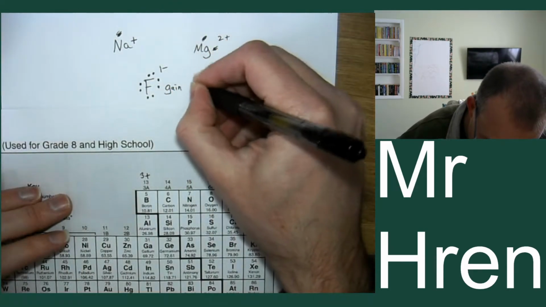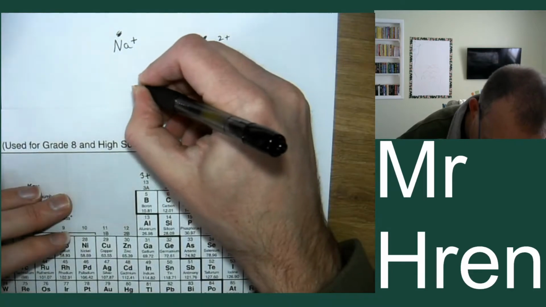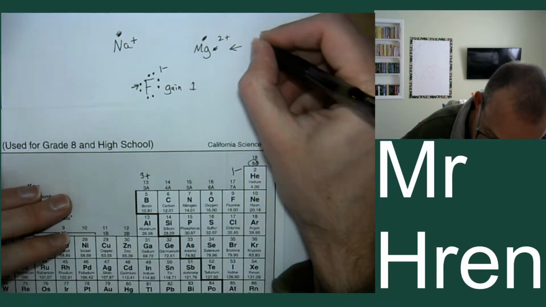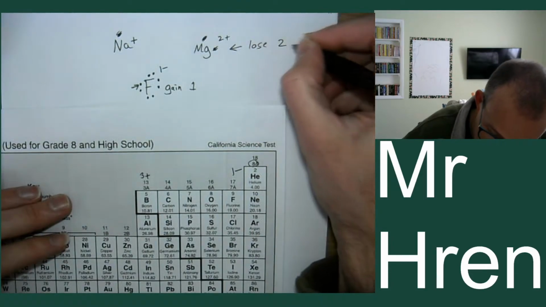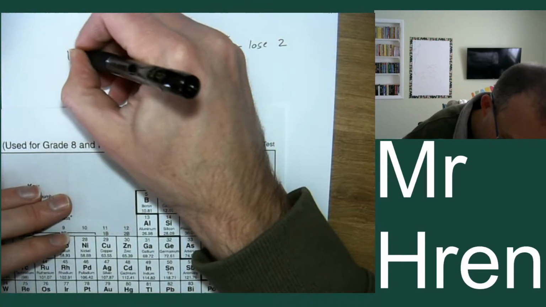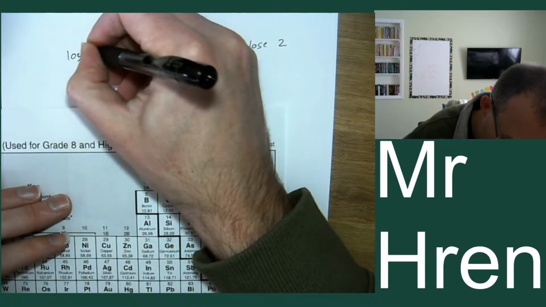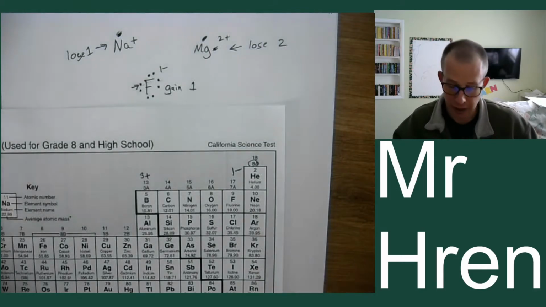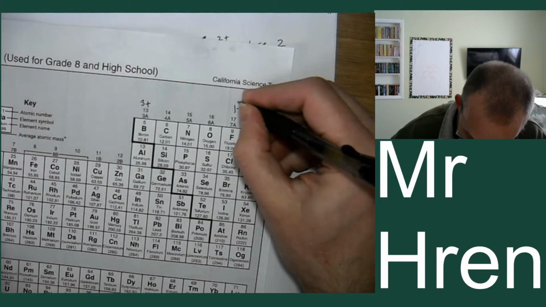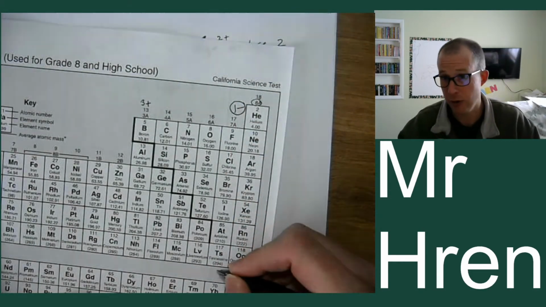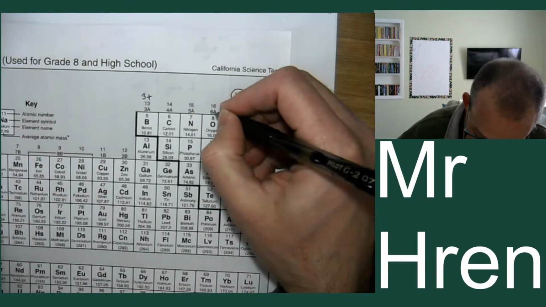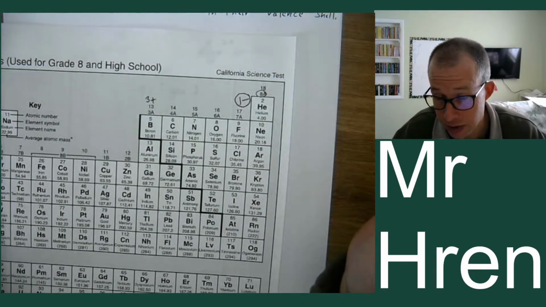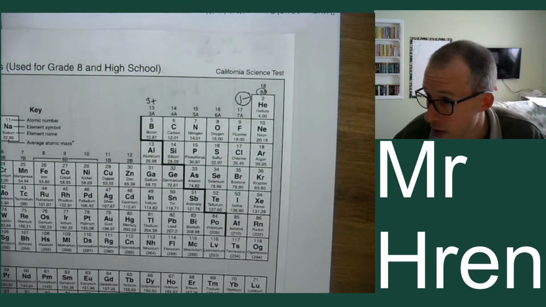So this will gain 1. These are going to lose. This will lose 2. This will lose 1. I'm just filling this out so that you can do your worksheet later. So that's going to gain 1, which makes this entire column here a -1 charge. So oxygen and all the elements there can gain 2 or lose 6. It's just going to gain 2.